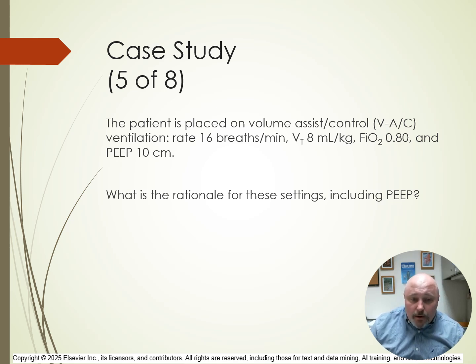The patient is placed on volume assist control ventilation at a rate of 16 breaths a minute. What is the rationale for these settings? In this case, the patient needs adequate oxygenation and ventilation, and this mode will prevent hypoventilation since she is severely hypoxemic. A high level of oxygen is going to be required, and the PEEP is going to be used to maximize the oxygenation.